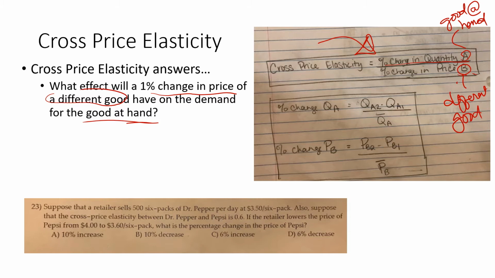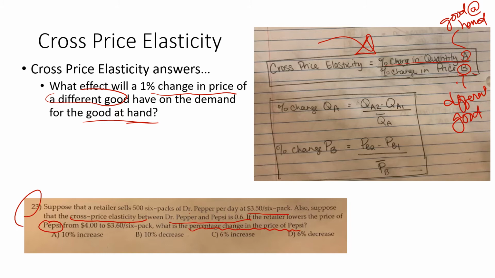But first, let's look at this practice problem, number 23 down here. So it says, suppose that a retailer sells 500 six-packs of Dr. Pepper per day at $3.50 per six-pack. Also, suppose that the cross-price elasticity between Dr. Pepper and Pepsi is 0.6. If the retailer lowers the price of Pepsi from $4 to $3.60 per pack, what is the percentage change in the price of Pepsi?